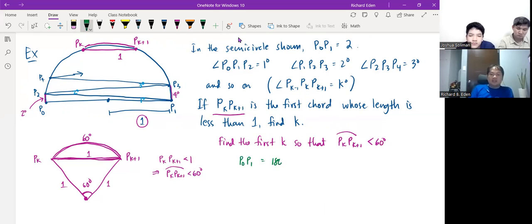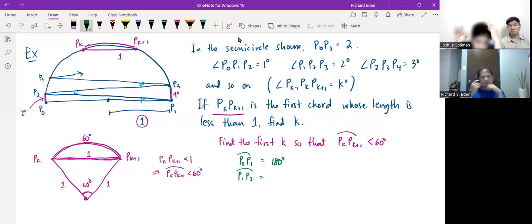that's 180 degrees. Because P0 to P1, whether it's the arc above the diameter or below the diameter that's drawn, that's a semicircle. So, okay, 180 degrees. What about P1, P2? What's the degree measure of P1, P2? 178 degrees.